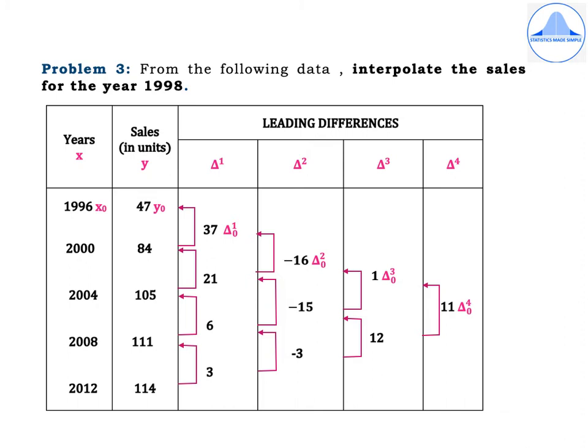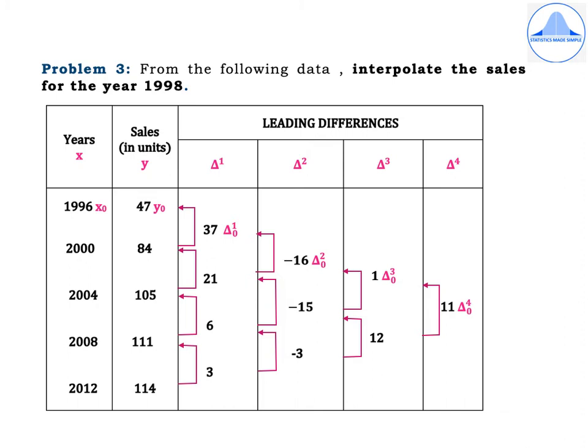Mark it as delta naught to the power 1. Then 105 minus 84 is 21. 111 minus 105 is 6. And 114 minus 111 is 3. Now these values should be written in between the y values.